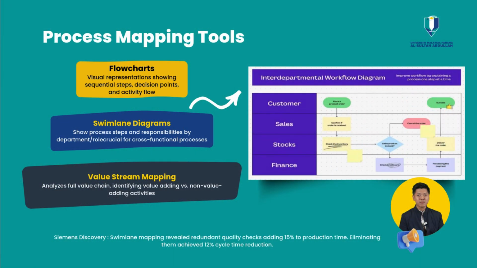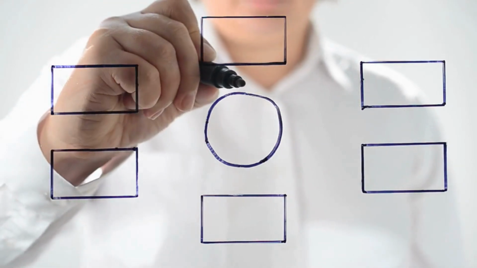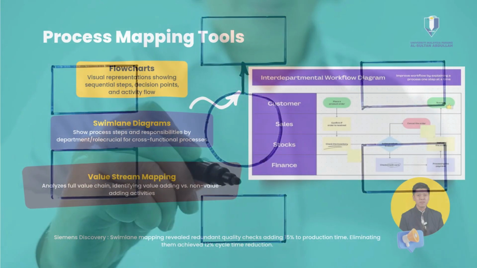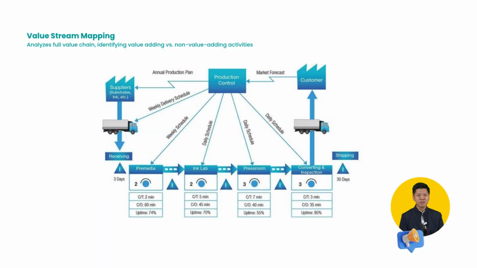To do this, we use several powerful process mapping tools. First, flowcharts provide a simple visual representation of sequential steps and decision points. Then we have swim lane diagrams, which are crucial for understanding cross-functional processes. They don't just show the steps, they show who is responsible for each step, clearly mapping activities to departments or roles. And for a more holistic view, value stream mapping analyzes the entire chain of activities, distinguishing between those that add value in the customer's eyes and those that are pure waste.